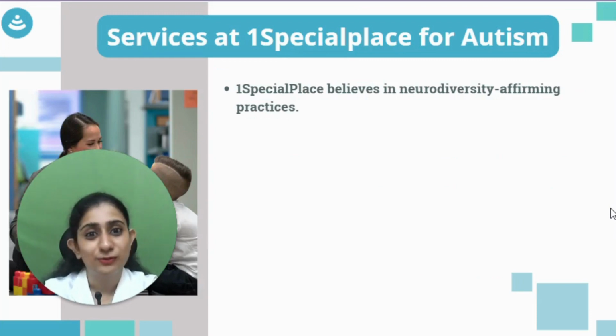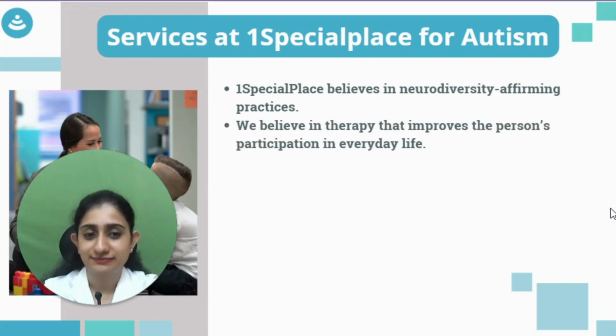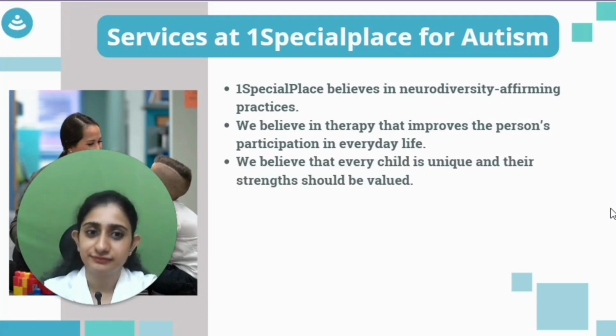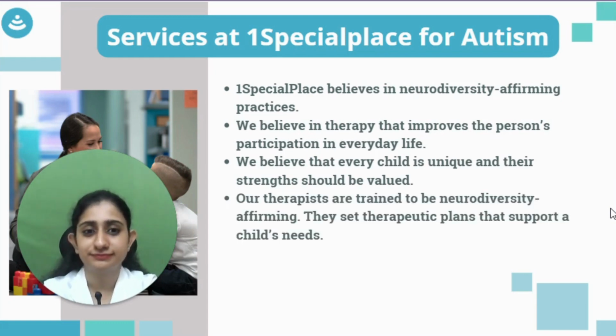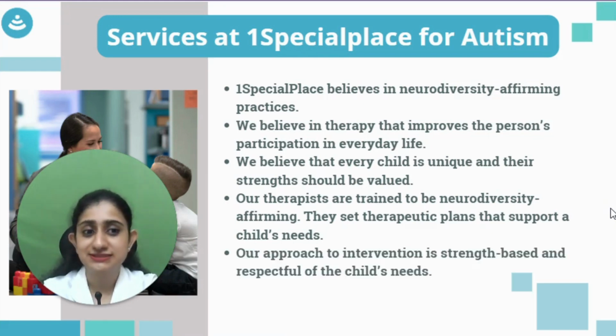So that's all the home language development ideas. Here are the services that we provide at 1SpecialPlace for autism. 1SpecialPlace believes in neurodiversity affirming practices. We believe in therapy that improves a person's participation in everyday life. We believe that every child is unique and their strengths should be valued. Our therapists are trained to be neurodiversity affirming. They set therapeutic plans that support a child's needs. Our approach to intervention is strength-based and respectful of the child's needs.